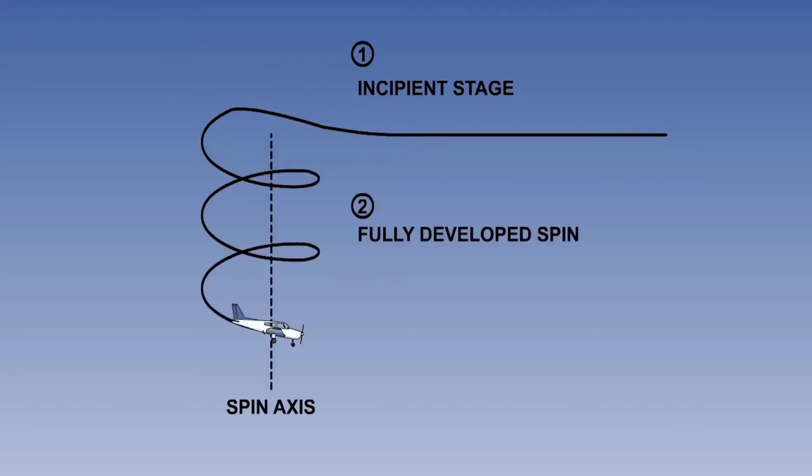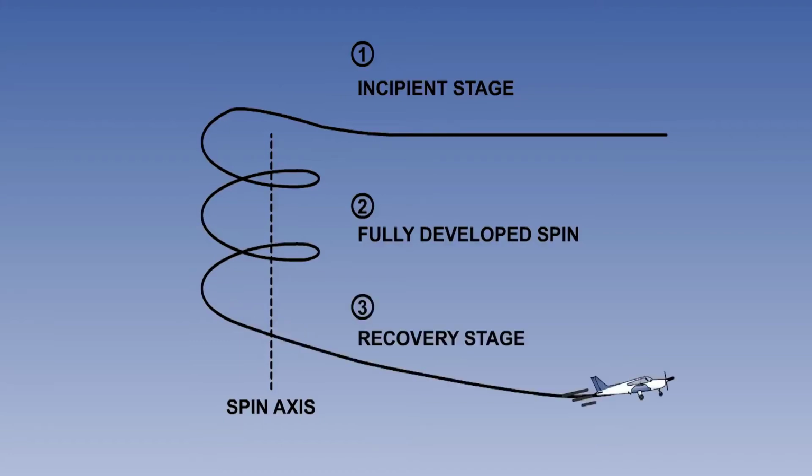A full or fully developed spin exists from the time the angular rotation rates, airspeed and rate of descent are stabilized from one turn to the next. The third phase, the spin recovery, starts when the anti-spin forces overcome the pro-spin forces.